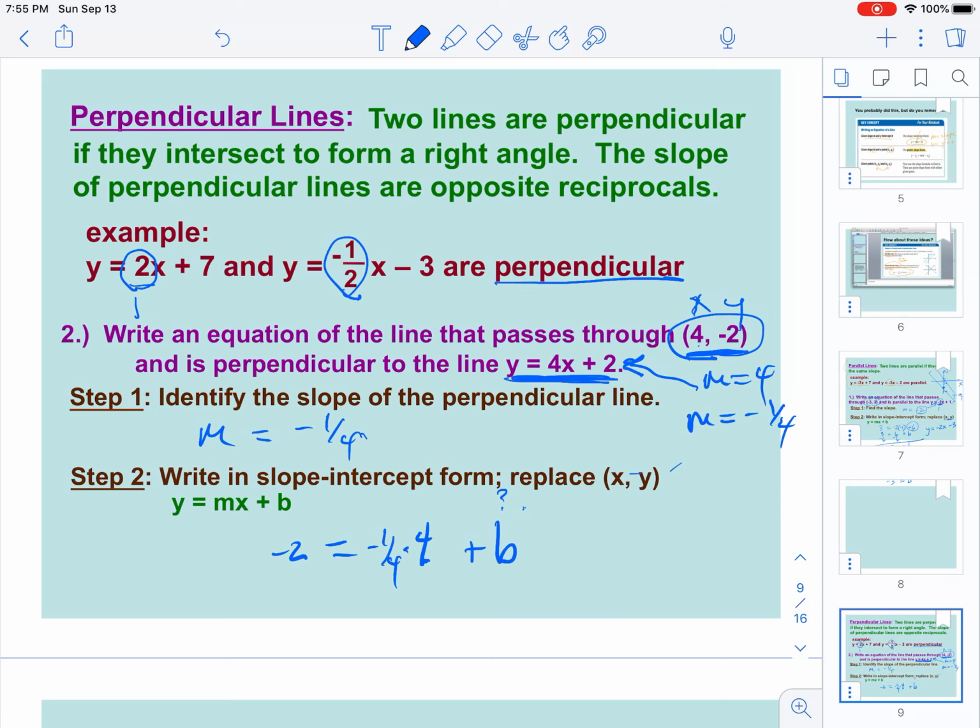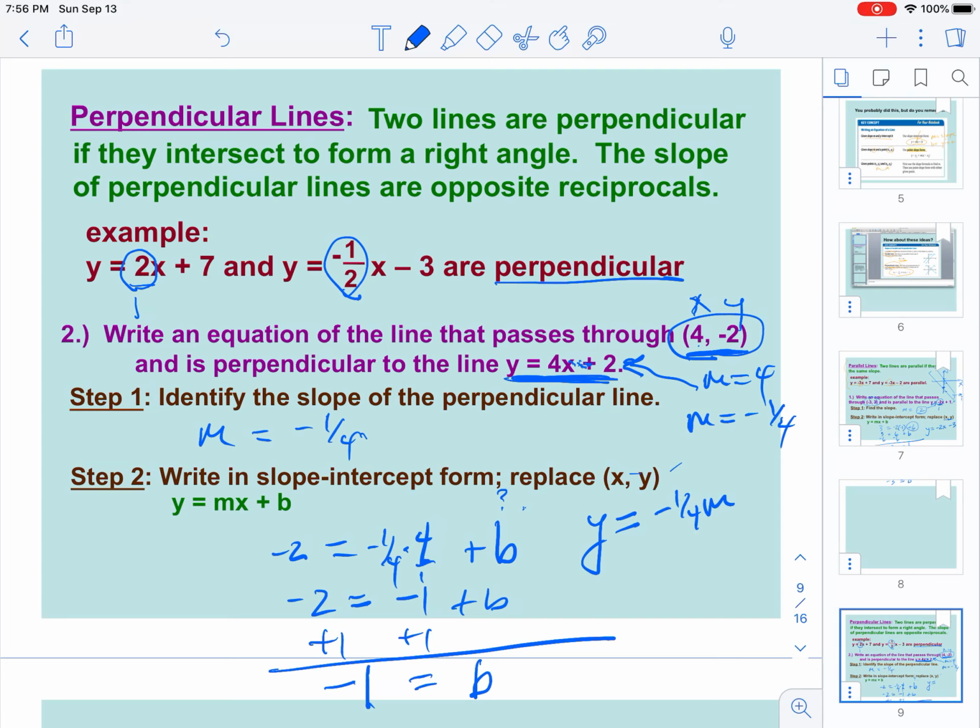What's -1/4 times 4/1? Hopefully you said -4/4, which is just -1. And then when we add 1 to both sides, I end up with b equaling -1. So what that tells me is the slope-intercept form of the linear equation that's perpendicular to this one right here looks like this.